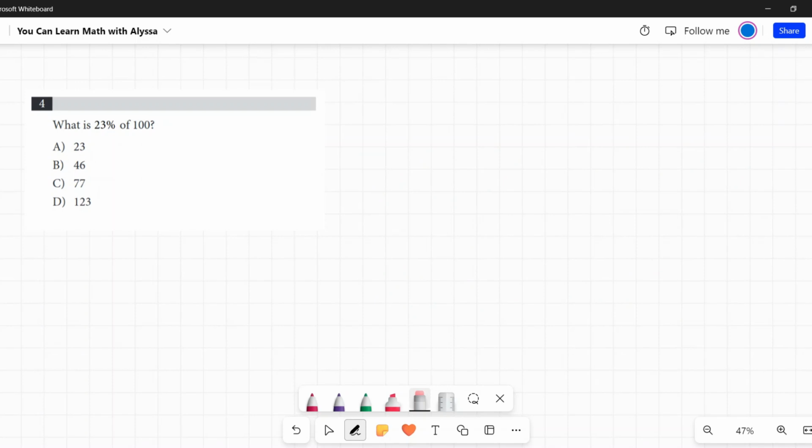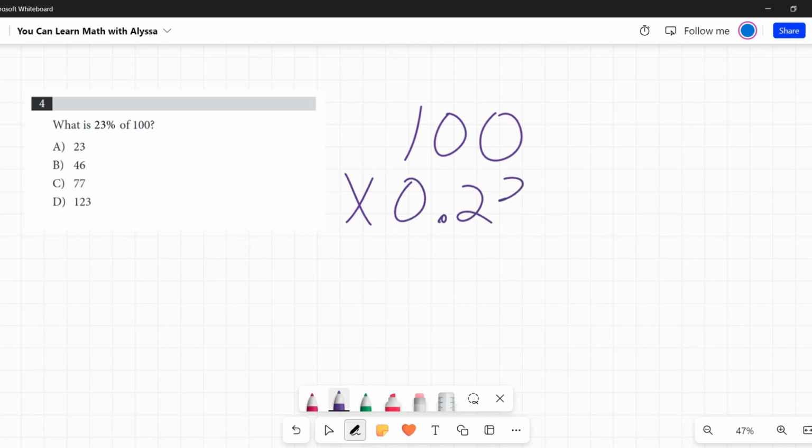Other percentages may be given to you, like what is 5% of 78? And we don't know what they're going to give you on the real test. So let's just do the process. So 23% of 100, anytime you're asked the percentage of a number, you're going to take that number and multiply it by 23%, which in decimal form is 0.23. And when you multiply that out, you're going to get 23 as your final answer. So that's our process that we do.